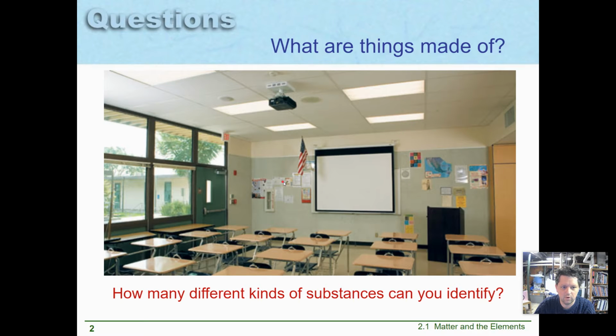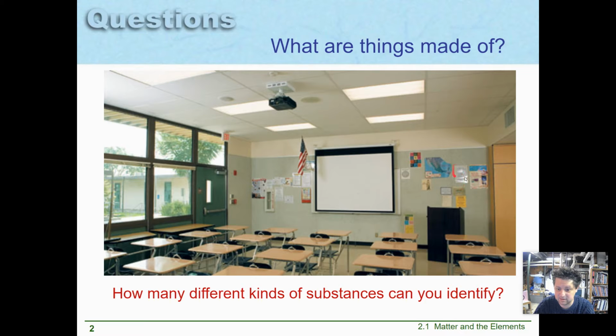So, what are things made of? That's the big question that we're trying to ask here. What is the world made of around us? There's a lot of stuff out there. When you stop to think about the number of different substances in the world, just in this picture of a classroom, you've got the brick that makes up the walls and whatever the covering on that is, whether it's paint or some kind of cloth it looks like.